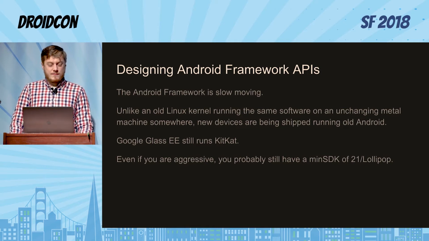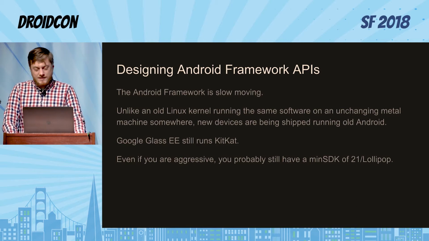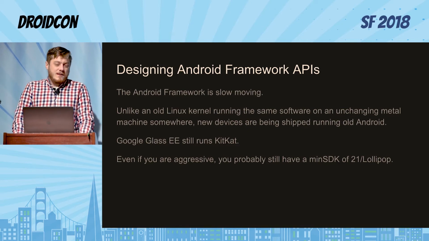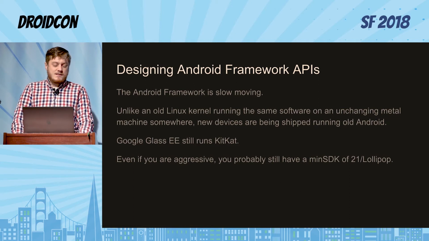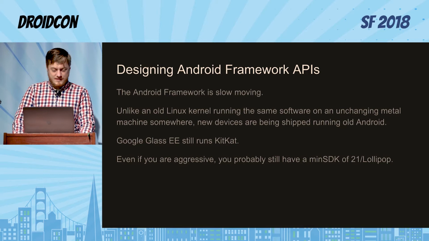An interesting call out of something that is still shipping brand new from Google is Google Glass Enterprise Edition, which you can't just buy off the website. You have to have a contract to buy them. But those still ship KitKat. And those are brand new devices. So even if you are writing an app and being aggressive and trying to only support the newest things, your min SDK is probably somewhere around maybe Lollipop, best case scenario. I know in the trivia last night, the Android Studio default is still at 15 or something like that. So if you are adding a framework API, people are going to be stuck with it for 8 years at least, best case.